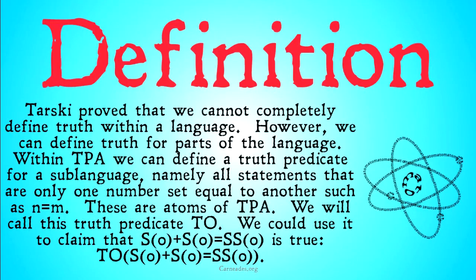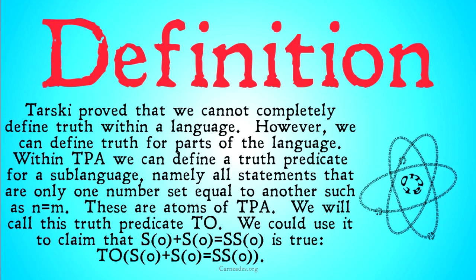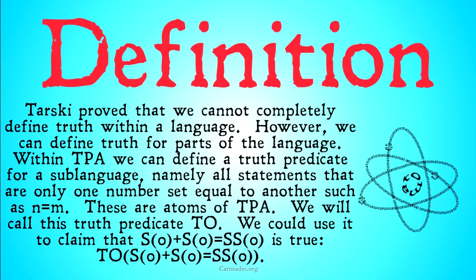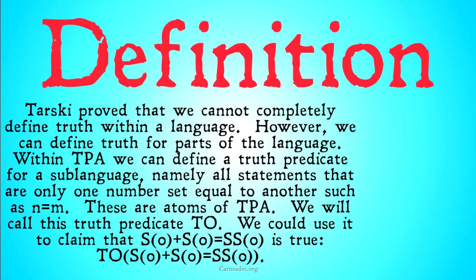Tarski proved that we cannot completely define truth within a language. However, we can define truth for parts of the language, and that's exactly what we're going to do. Within TPA, we can define a truth predicate for a sublanguage, namely all statements that are only one number set equal to another, such as n equals m, 2 equals 3, 4 equals 4, and so on.